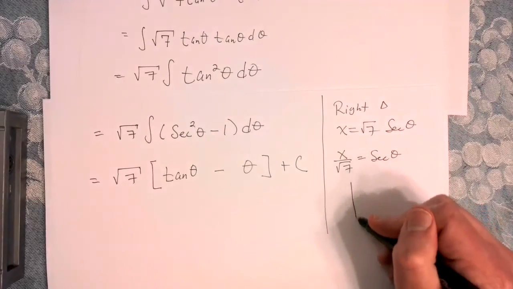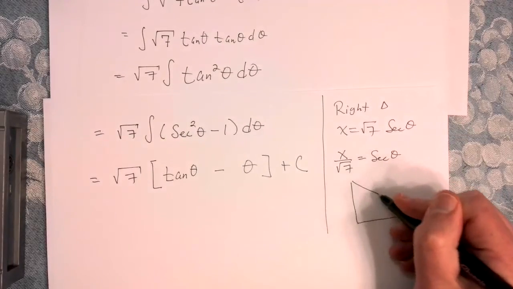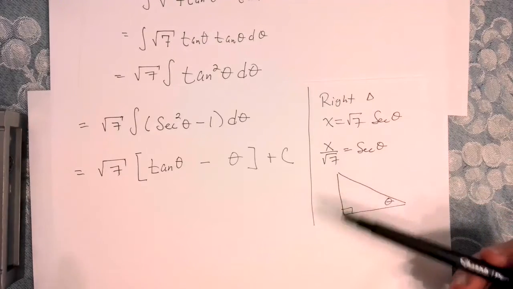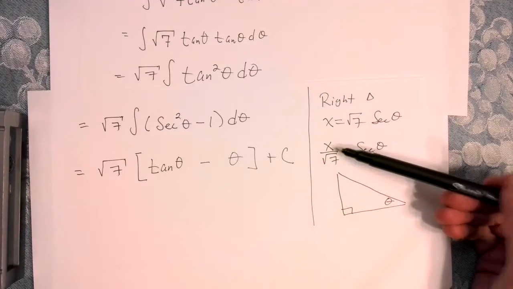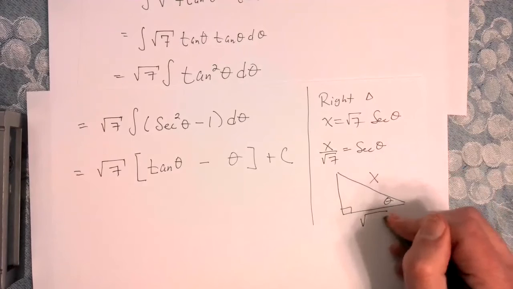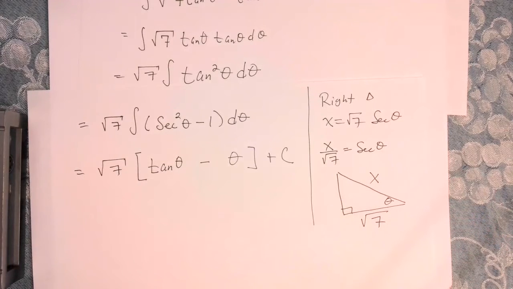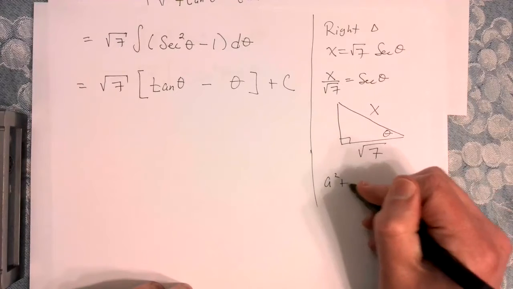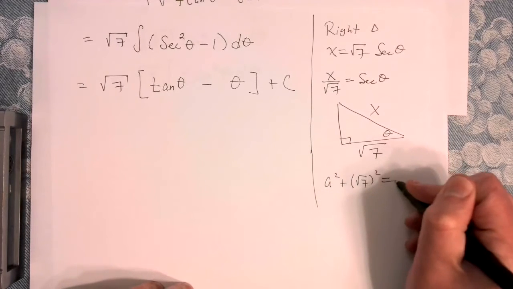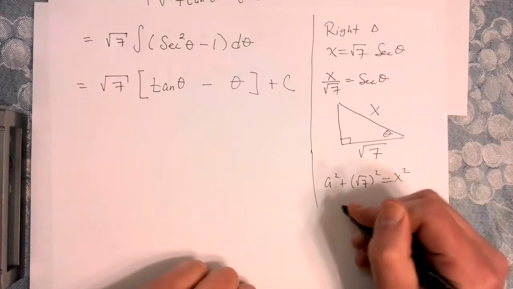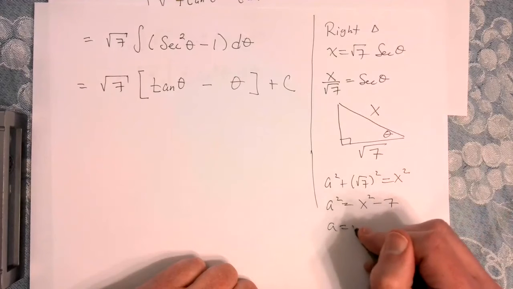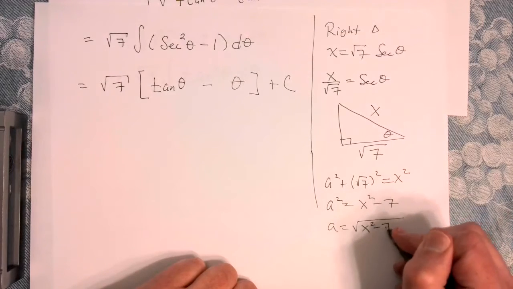Okay, so now we fill in the right triangle. Don't be scared of secant. It's just the flip of cosine. So just instead of doing adjacent over hypotenuse, you do hypotenuse over adjacent. Okay, and we can use the Pythagorean theorem to find the missing side. So what do we have for that? That's going to be a squared plus the square root of 7 squared equals x squared. And we'll just solve for a. So that means that a squared is equal to x squared minus 7. So a is positive square root of x squared minus 7.